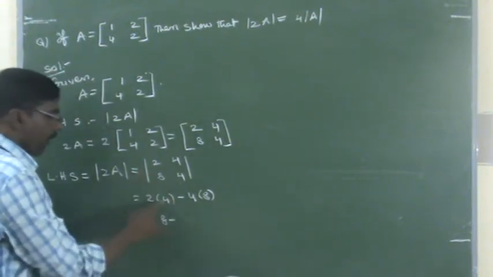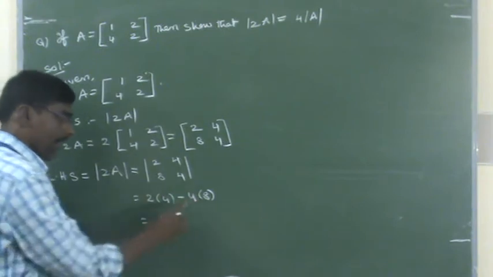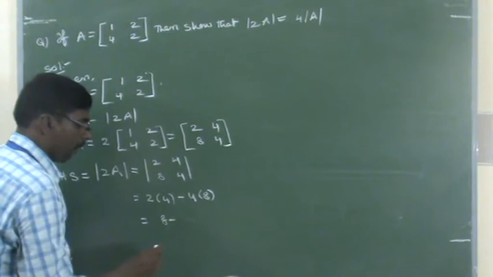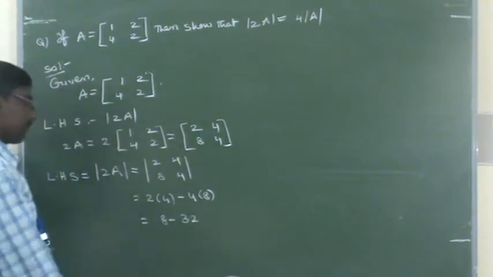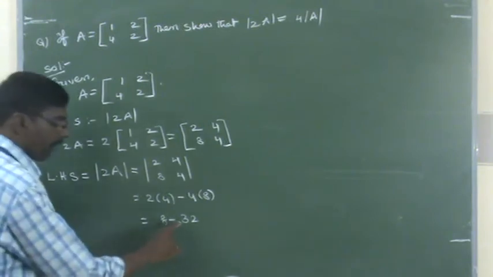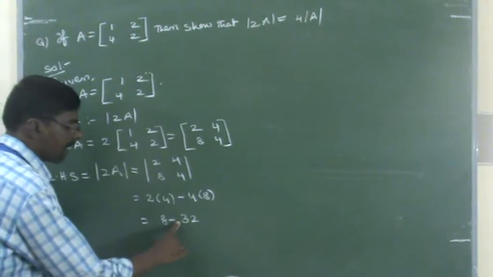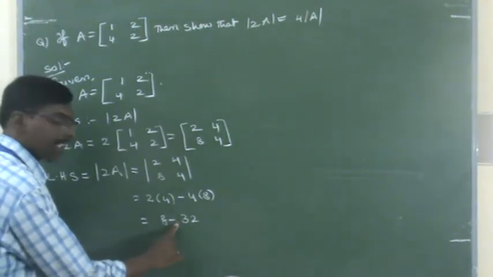2 into 4, 8. 4 into 8. What is the value of 4 into 8? The value of 4 into 8 is equal to 32. Simplification: 32, this is plus 8, this is minus 32.